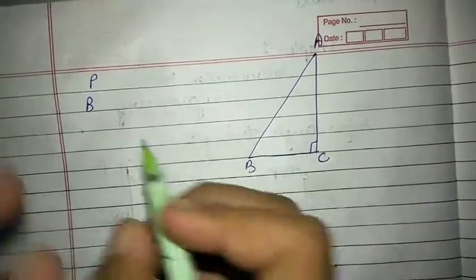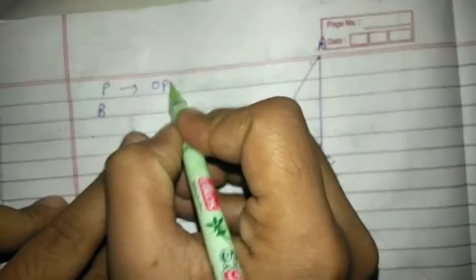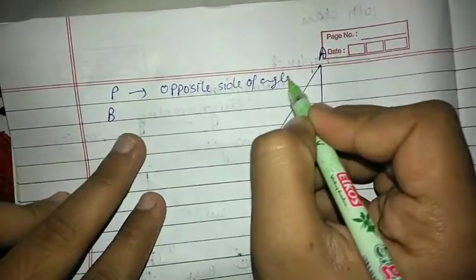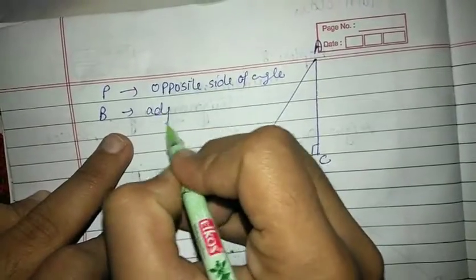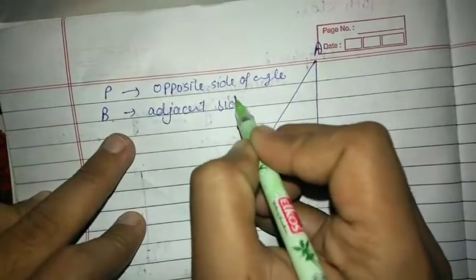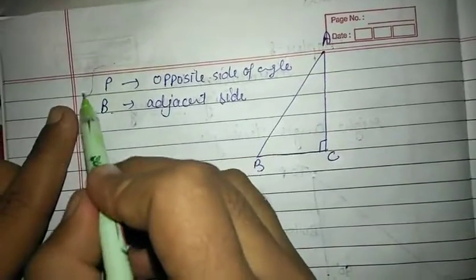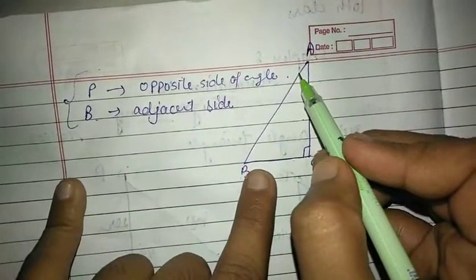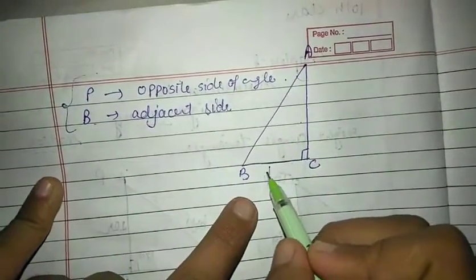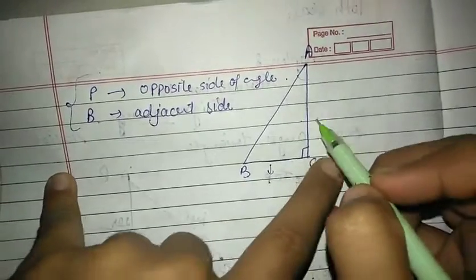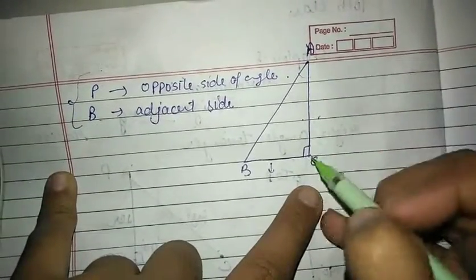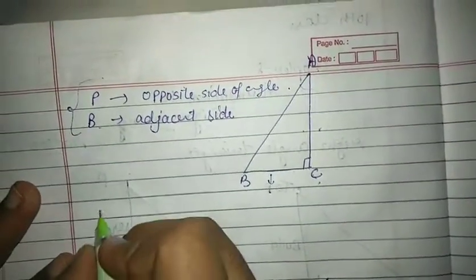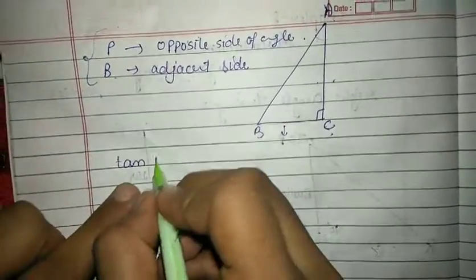Perpendicular is always the opposite side of the angle and base is always the adjacent side. Okay, this you have to remember, that perpendicular is always opposite to the angle. If we want to take angle A, then perpendicular is this because the opposite side is this, and base is this AC because the adjacent side of angle A is AC. I hope you understand.